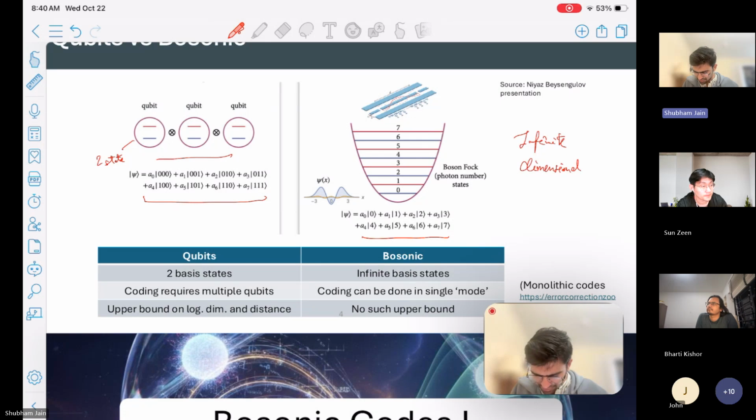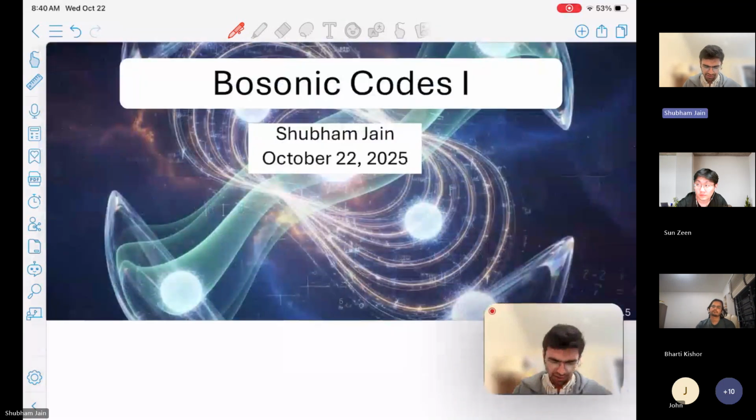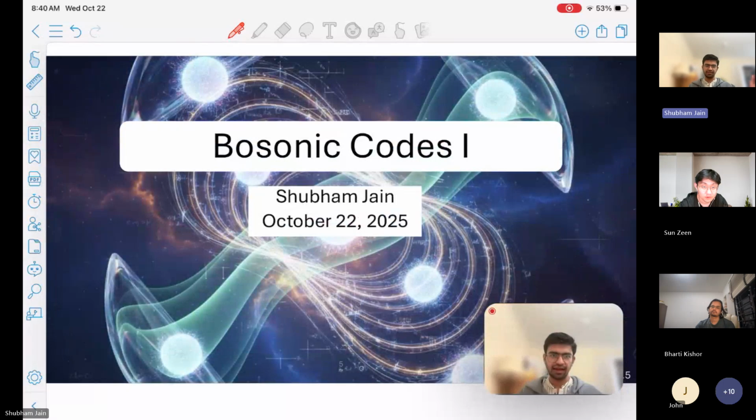There's also this term, monolithic codes, that was coined recently. This just means that instead of encoding in multiple different subsystems like qubits, you take just one system of a very large or infinite dimension, and you encode all of your information there. So those are called monolithic codes. Okay, so with that introduction, let's get to the actual presentation where we talk about error correction.